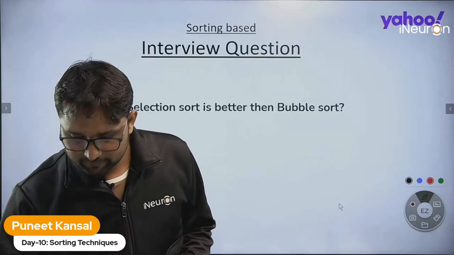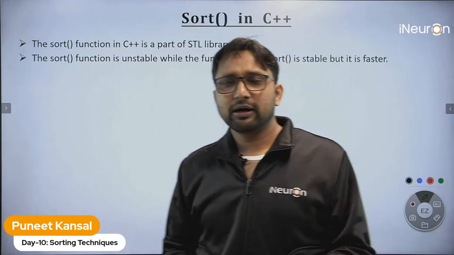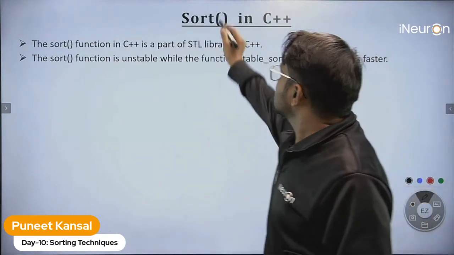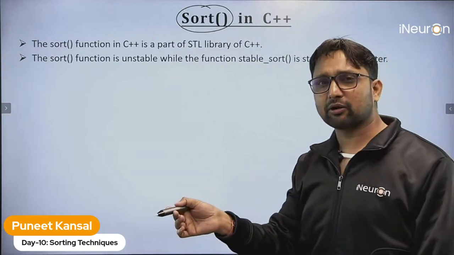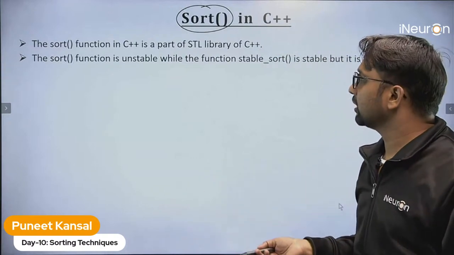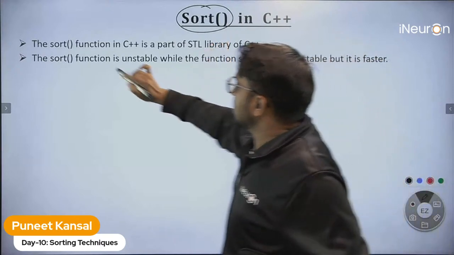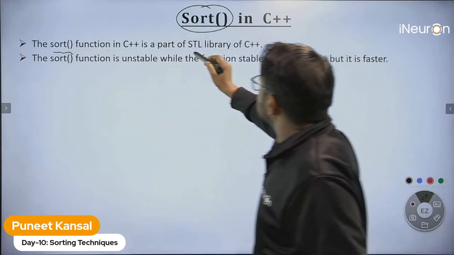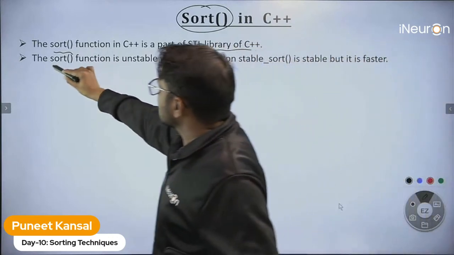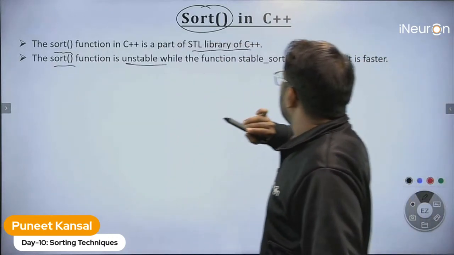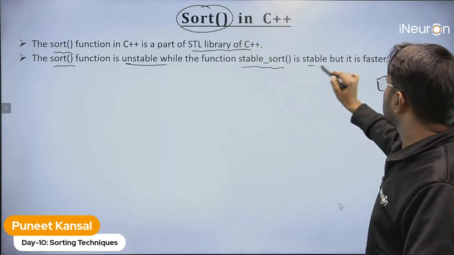Okay, fine, let's move on. Let's talk about the inbuilt sort function. The inbuilt sort function is there in C++, Java and Python. All of them have an inbuilt sort function. So we will solve one problem using the inbuilt sort function. Sort in C++ is a part of the STL library. And sort is actually unstable, and stable_sort is stable.